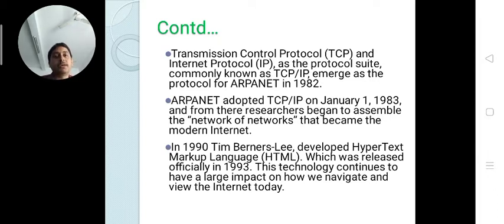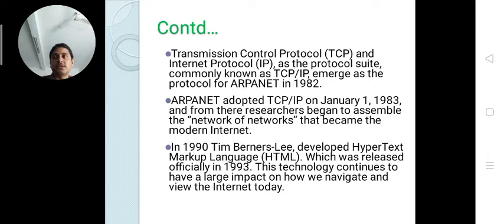So TCP/IP came into existence, and it became so popular because while using TCP/IP, it was not necessary for office 1 to change their internal protocol. They were free to use their own internal protocol for internal communication, and for external communication they were free to use TCP/IP. That's why TCP/IP became so popular and helped make the internet possible.